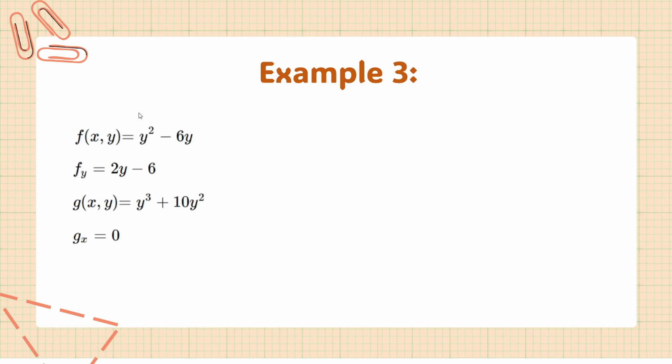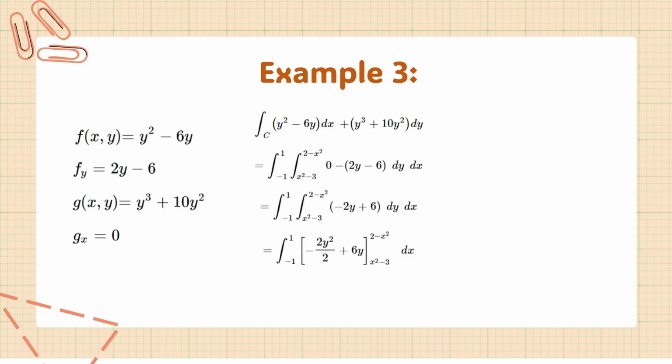f(x,y) is the dx part, so f(x,y) is equal to y squared minus 6y. Then del f del y will be 2y minus 6, and g(x,y) is the dy part. So g(x,y) will equal y to the power of 3 plus 10y squared. So del g del x will be 0 because g(x,y) has no x inside the equation. Then we continue to the integration part.